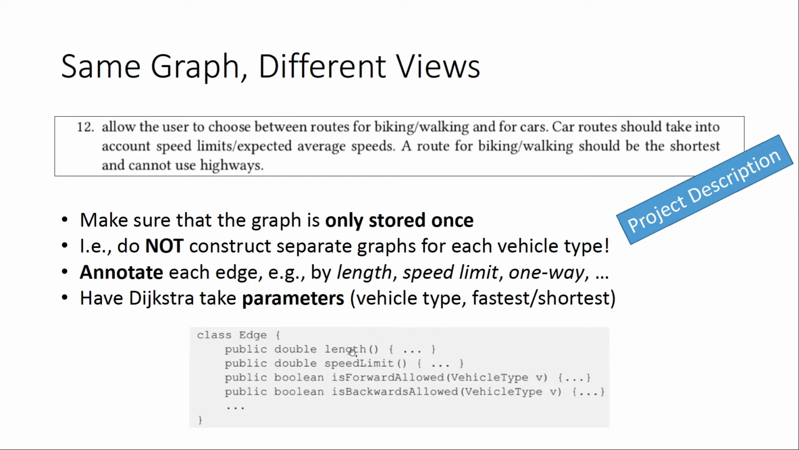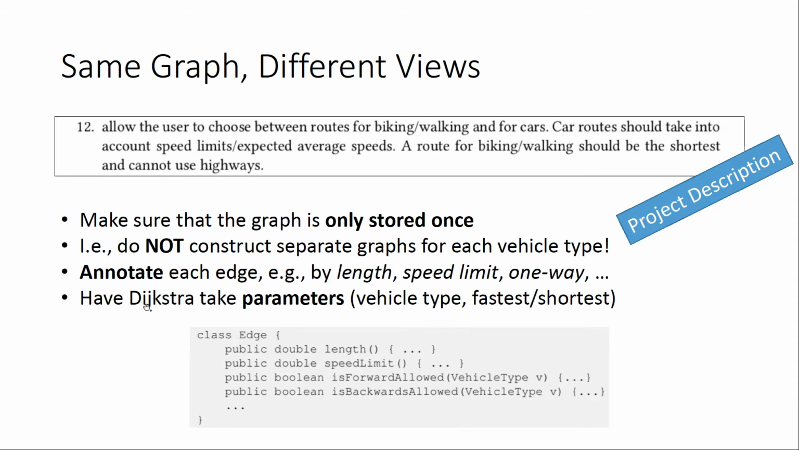It knows its length, it knows its speed limit. You can read off the speed limit. I guess you have seen that by now. You can read off this speed limit usually from these way tags, or somewhere in the way there is a tag that kind of tells you about that. Is it one way? All of these things should be stored with an edge.